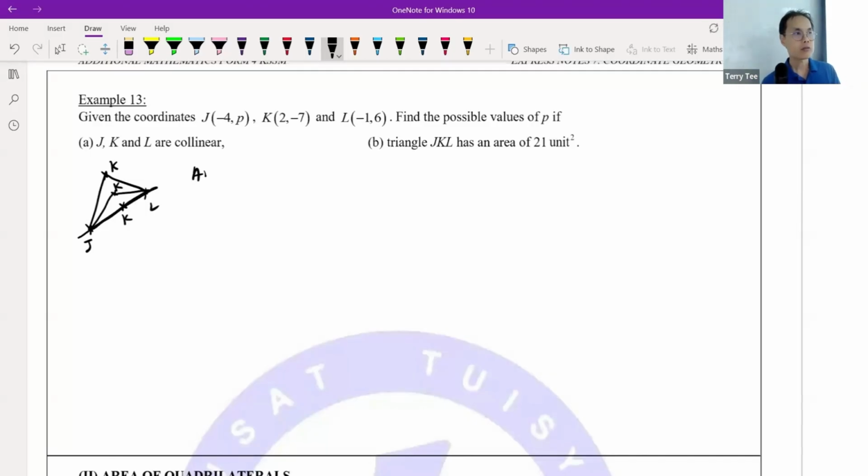Your area becomes 0. So let's use half x1, y1, x2, y2, x3, y3. Repeat the first point. The result is 0. So multiply the half over. This will be 28 plus 12 minus p.